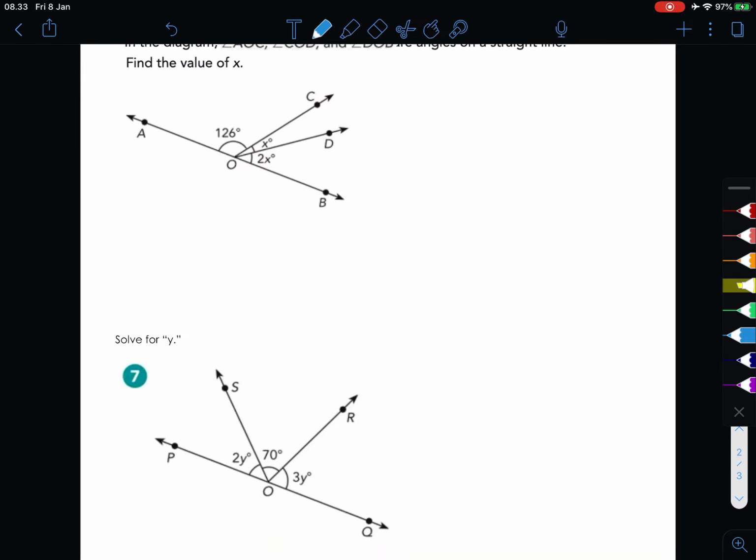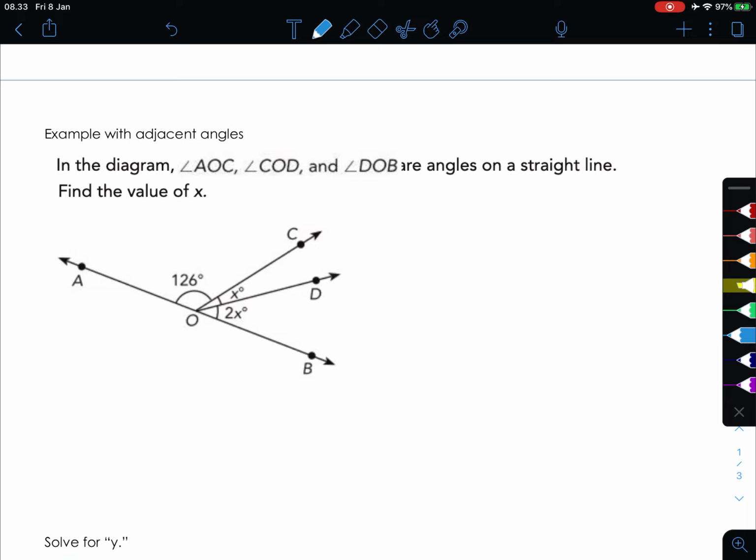Okay, I'm going to do one of these examples. There's two left here, but they're pretty similar, so hopefully you'll be able to solve the other one. It says in this diagram, angle AOC, which is this angle right here, angle COD, and angle DOB are angles on a straight line. Find the value of x. Since all of these angles are on a straight line, their angles add up to 180, right? A straight angle is 180 degrees.